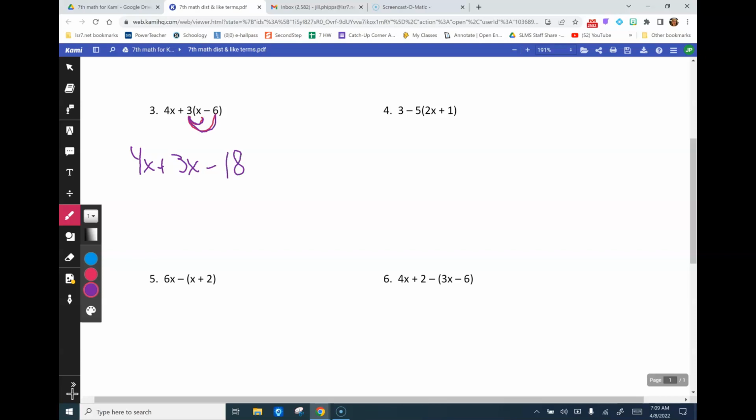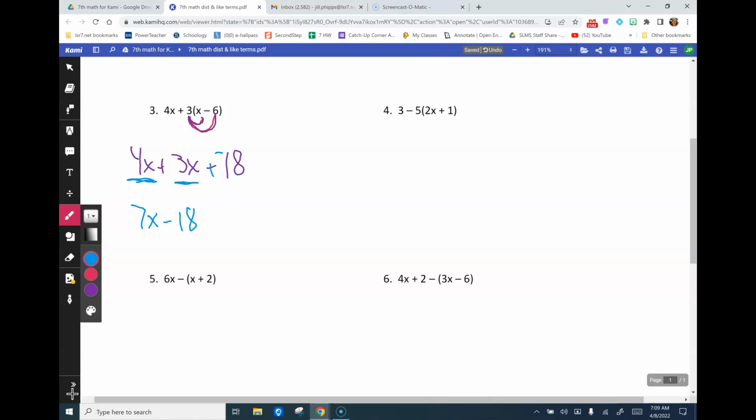18. Okay? Now we go to what we were doing yesterday. I see subtraction, so I'm going to cross the line and change the sign. Now I'm going to indicate any like terms. 4x, 3x. I combine those and I get 7x. And plus a negative, we can rewrite as minus 18, because that is the same thing. Good.